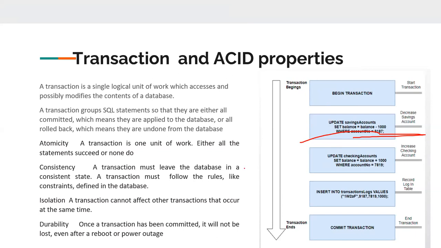And there are properties of a relational database. Let's talk about atomicity. A transaction is a unit: either all operations succeed or none do. So if there's a point of failure anywhere, all the operations will be rolled back.